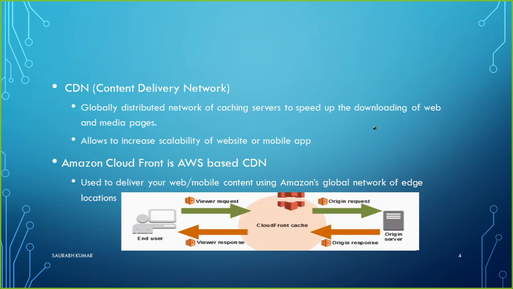What is the use of CDN? Why do they need CDN actually? Because it is a globally distributed network. Globally distributed network means it is available, it is reachable everywhere. It's not like only in America, only in Africa, only in Asia. It is a globally distributed network of caching servers. I hope this term already gives you the conclusion of it. A caching server is a server which will have a cache of the file, of your video, of your website, any of the content which you want to have there, to speed up the downloading of web and media pages.